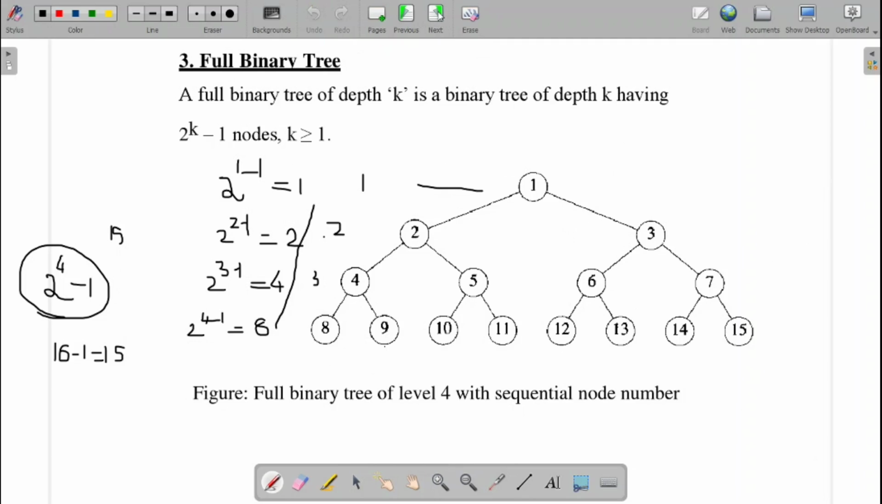The next one is the full binary tree. The total number of nodes in the full binary tree will be equal to 2 power of k minus 1. That is, it is full in all respects. For the full binary tree, the total number of nodes in that tree should be equal to 2 power of k minus 1. That is, at each level, all the nodes should be full. That will be your full binary tree.